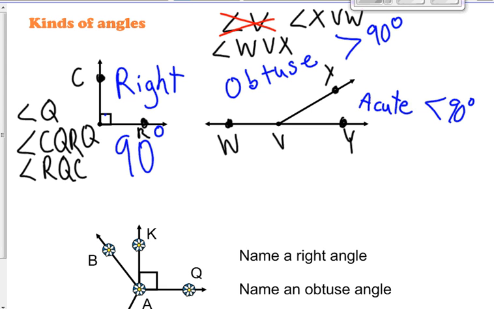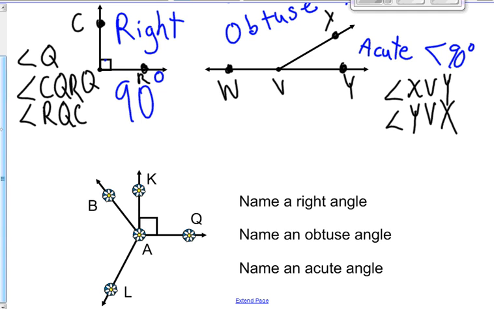And then with our acute angle, we're going to follow that same principle. And we could say angle X, V, Y, or angle Y, V, X, like that. And so we have naming these different angles.